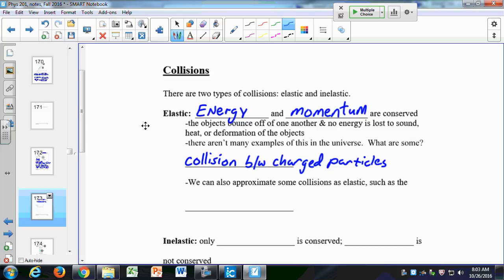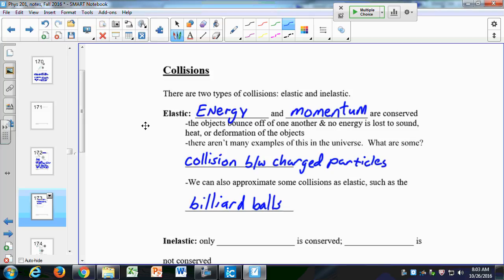We can also approximate some collisions as elastic, and we do this even though they're not truly elastic, such as, for example, billiard balls. And we can think of other collisions that we can approximate, that they just don't lose very much energy. But really, the only truly elastic collision is between charged particles.